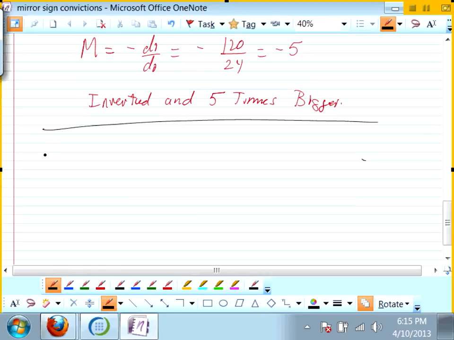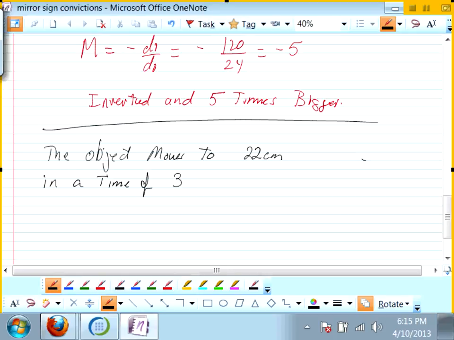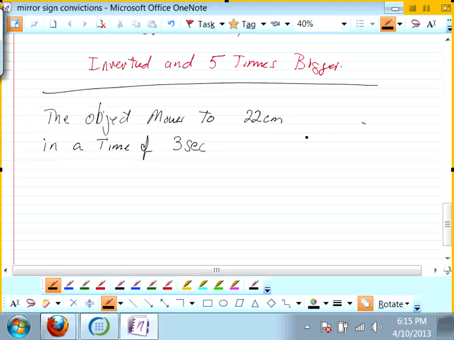Yeah, let's make a fun question out of it. The object moves to a distance of 22 centimeters in a time of 3 seconds. So let's calculate the average speed of the object, and also calculate the average speed of the image.